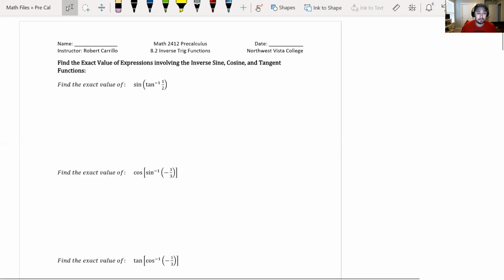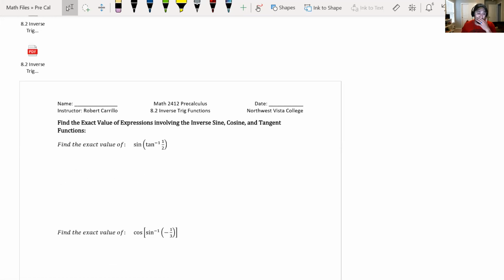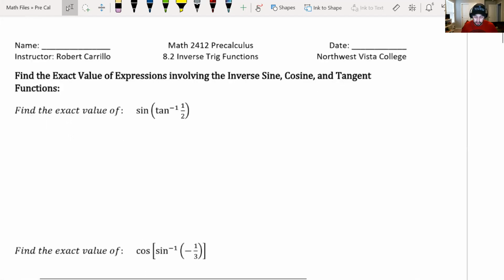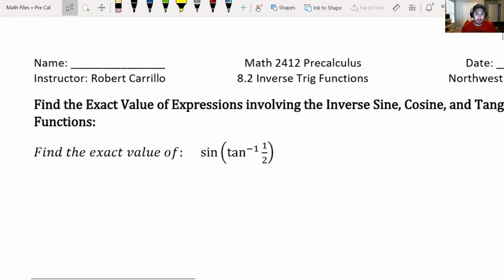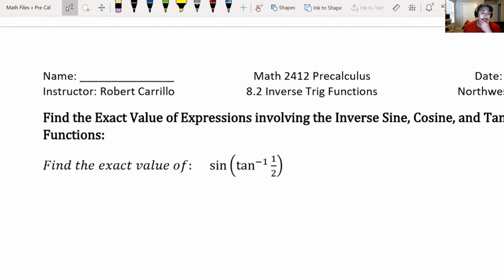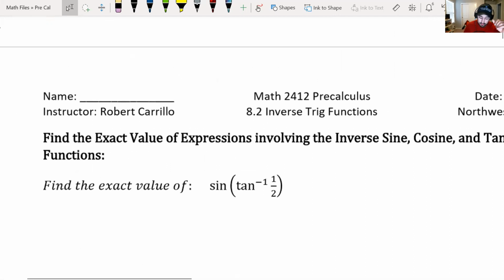Okay, these are some fun ones. We want to solve exact value expressions involving inverse trig functions. So here it says, find the exact value of the sine of inverse tangent of 1/2. So the way we handle this is we make a small substitution.